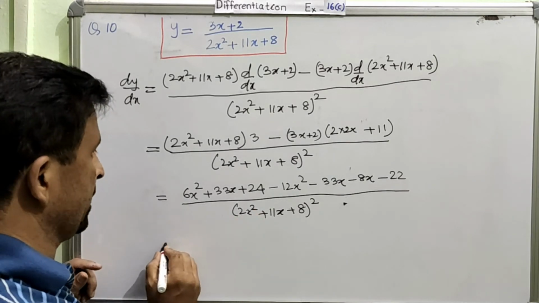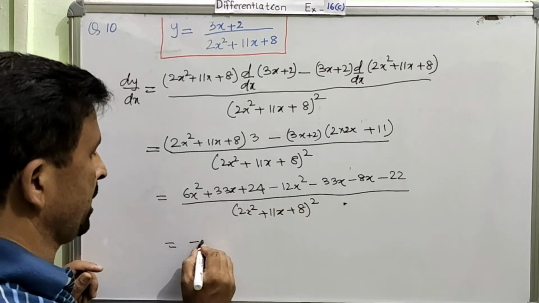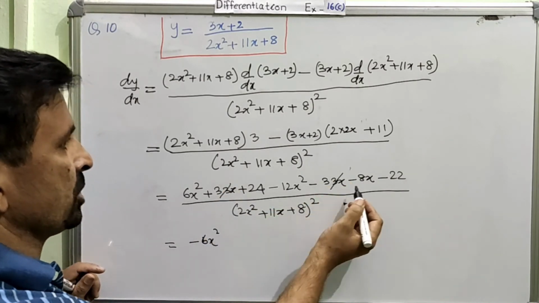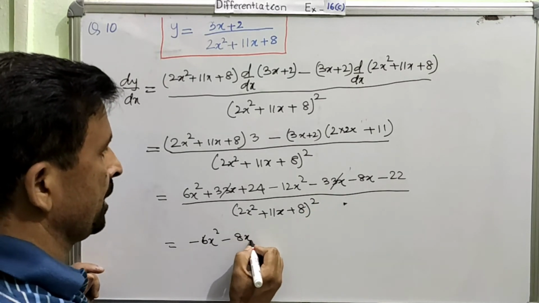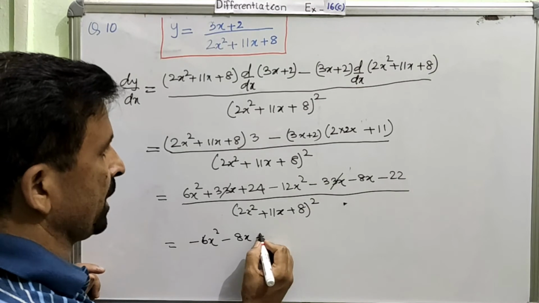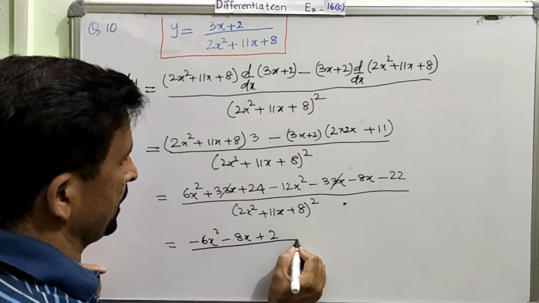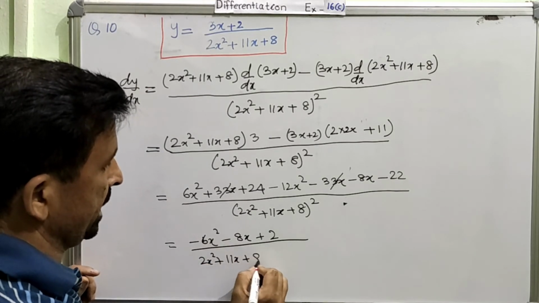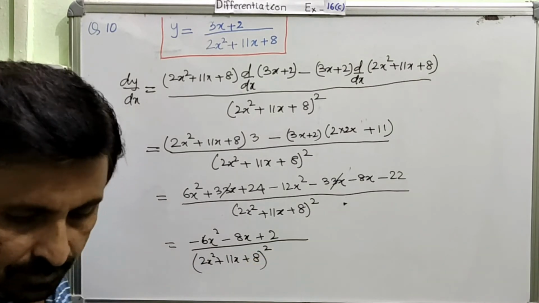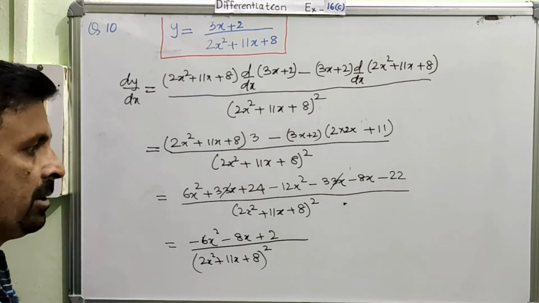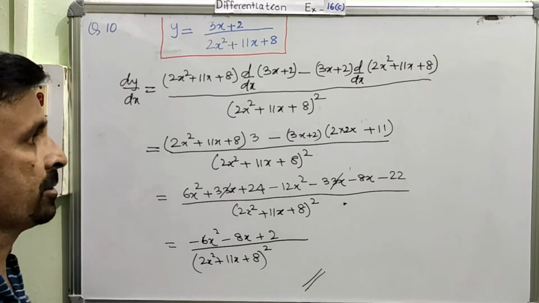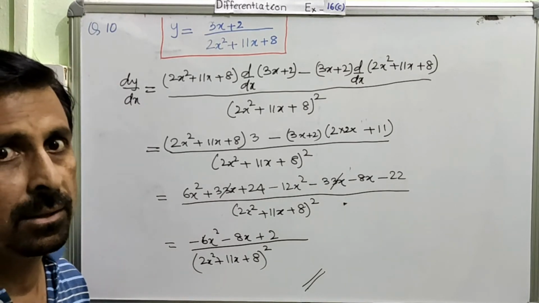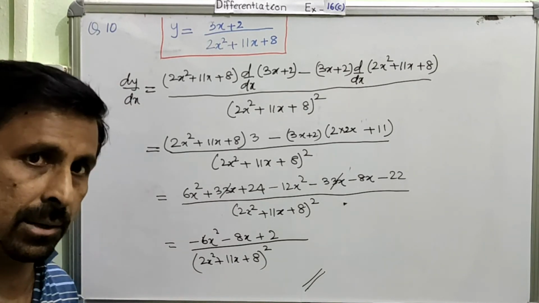Now we can collect the like terms and write the final answer. So 6x square minus 12x square is minus 6x square. 33x and minus 33x is cancelled. So you are left with minus 8x, right? And 24 minus 22 is plus 2 divided by 2x square plus 11x plus 8 whole to the power 2. Am I very clear? So this is your answer. With this question, now you might be getting a clearer picture about how to differentiate the question in the quotient form. Is it okay? Thank you.